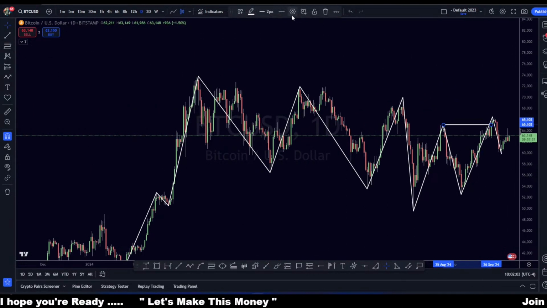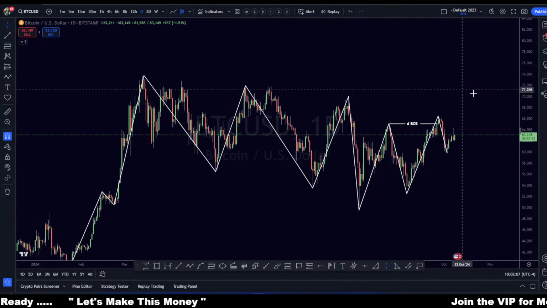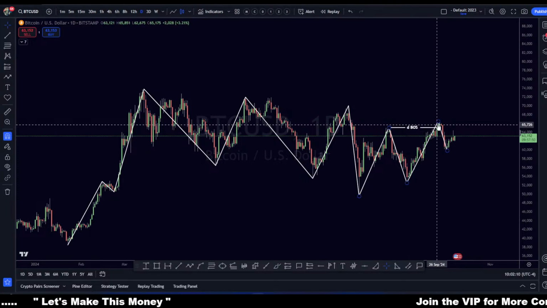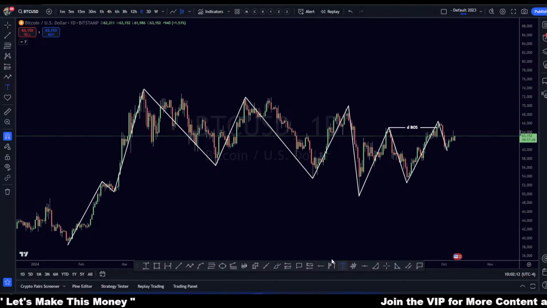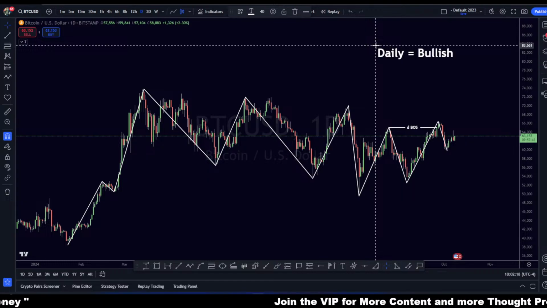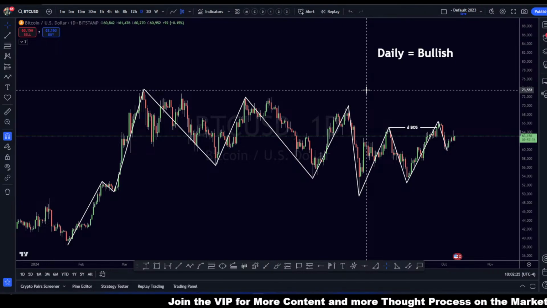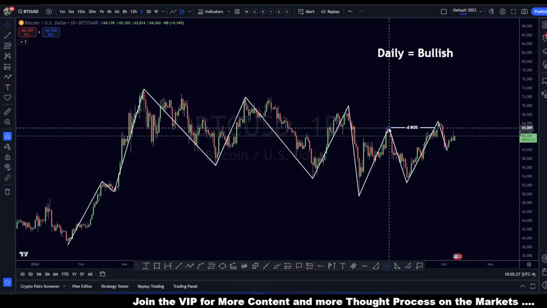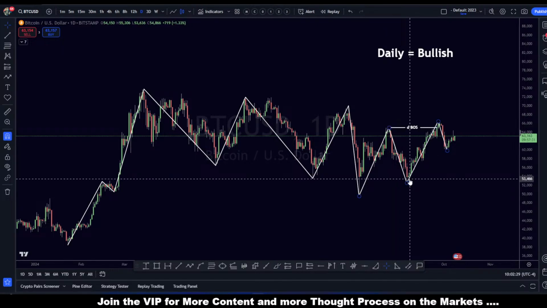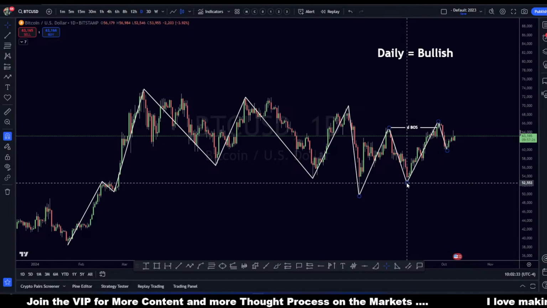Right now, we have to make a mental note of this. This is the daily breaker structure. So right now, this is saying that it's bullish. So let's go ahead and write that out. So daily equals bullish. Next, we have to go to the 4 hour time frame. Well, but before we do that, let us look for our highs. So we can identify the low, which is right here.